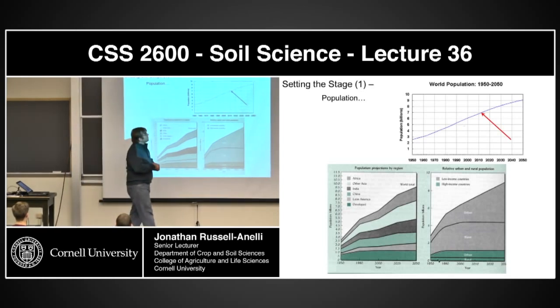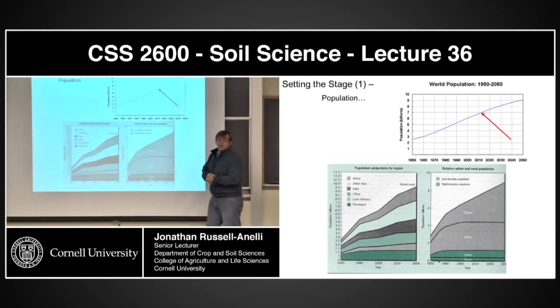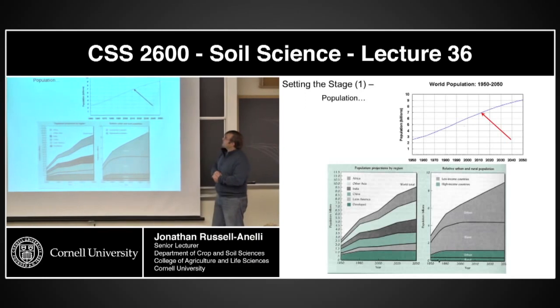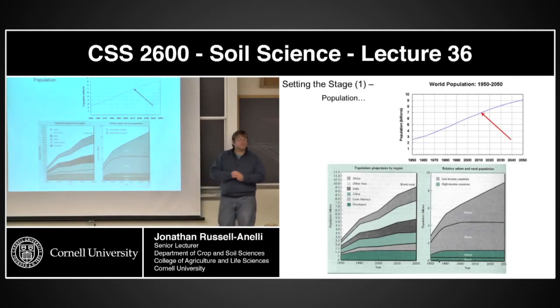World population, 1950 to 2050. The blue line represents population increase. The arrow is indicating about where we are, maybe more like 2013. Population is almost 7 billion people in the world, right? Am I wrong? About 7 billion? Yep. Last year, so the line's wrong, not me. So we're about 7 billion people.